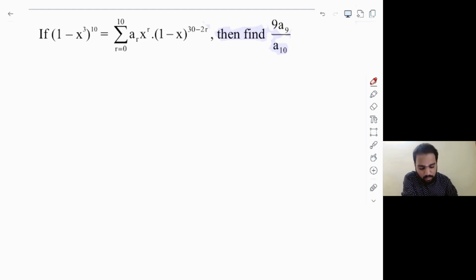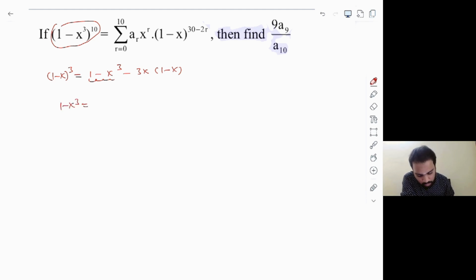That is, we'll try to simplify the left hand side part first of all. Okay. So since I have 1 minus x cube, I'll try to recall the formula of (1 minus x) whole cube, which is 1 minus x cube minus 3ab into (a minus b), so which is 3x into (1 minus x). But what I want is 1 minus x cube, right? So let's try to separate here. What we get is 1 minus x cube is equal to (1 minus x) whole cube plus 3x into (1 minus x) here.